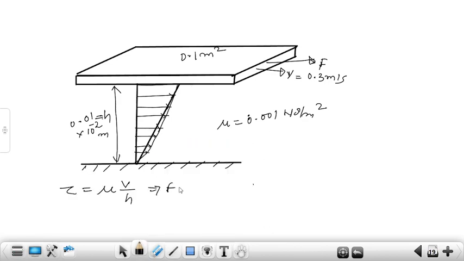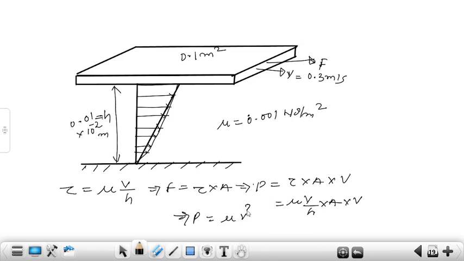And the force is equal to tau into area. So force is equal to tau into area, and the power is equal to tau into area into velocity. So putting the tau value, mu V by h into area into velocity. So the power is equal to mu V square divided by h into area.